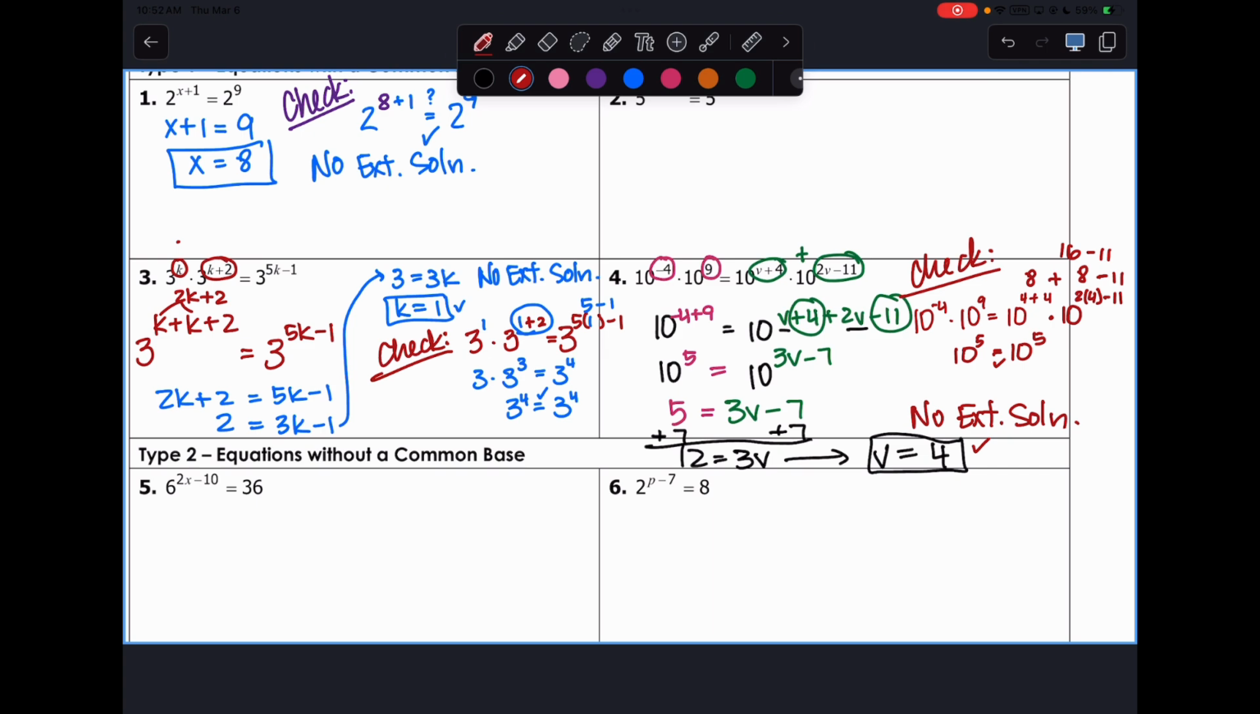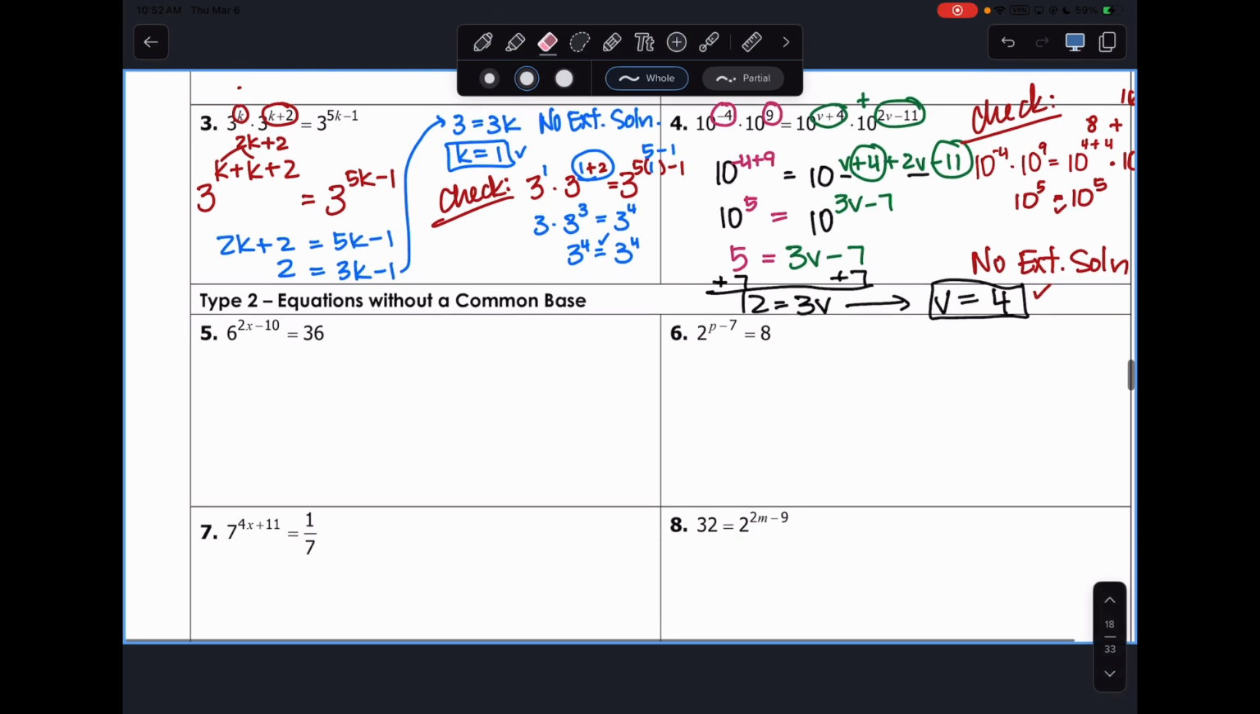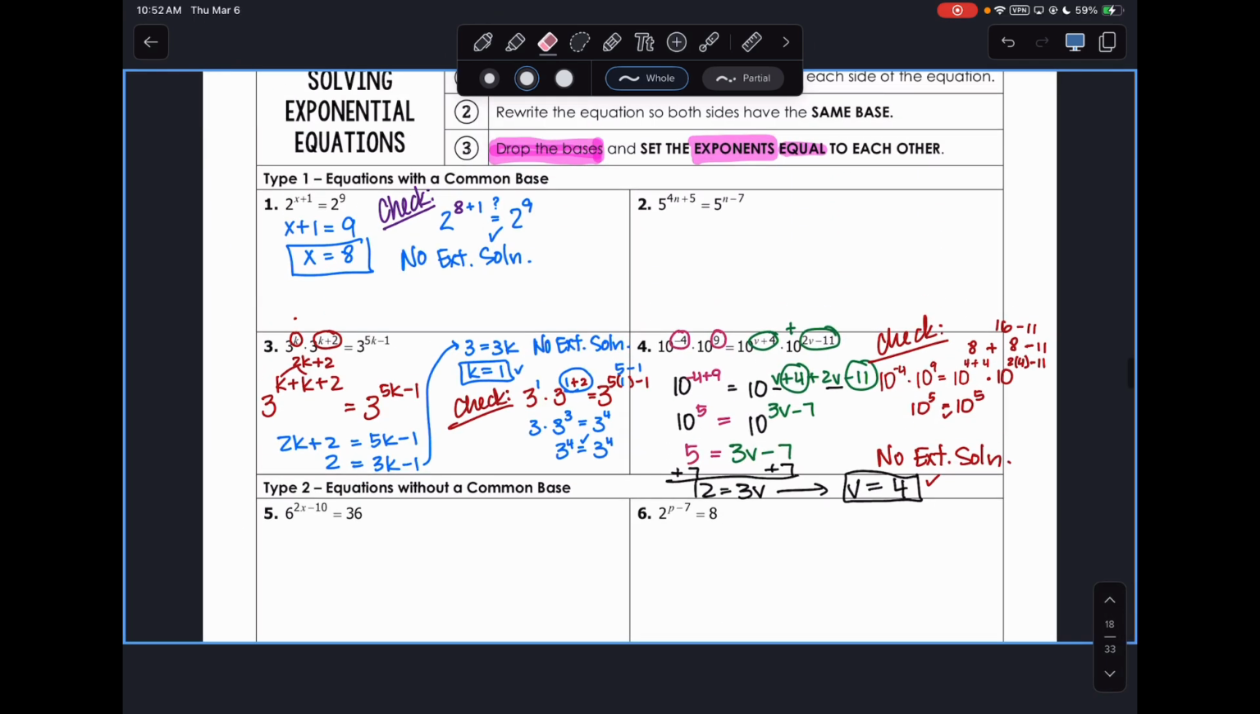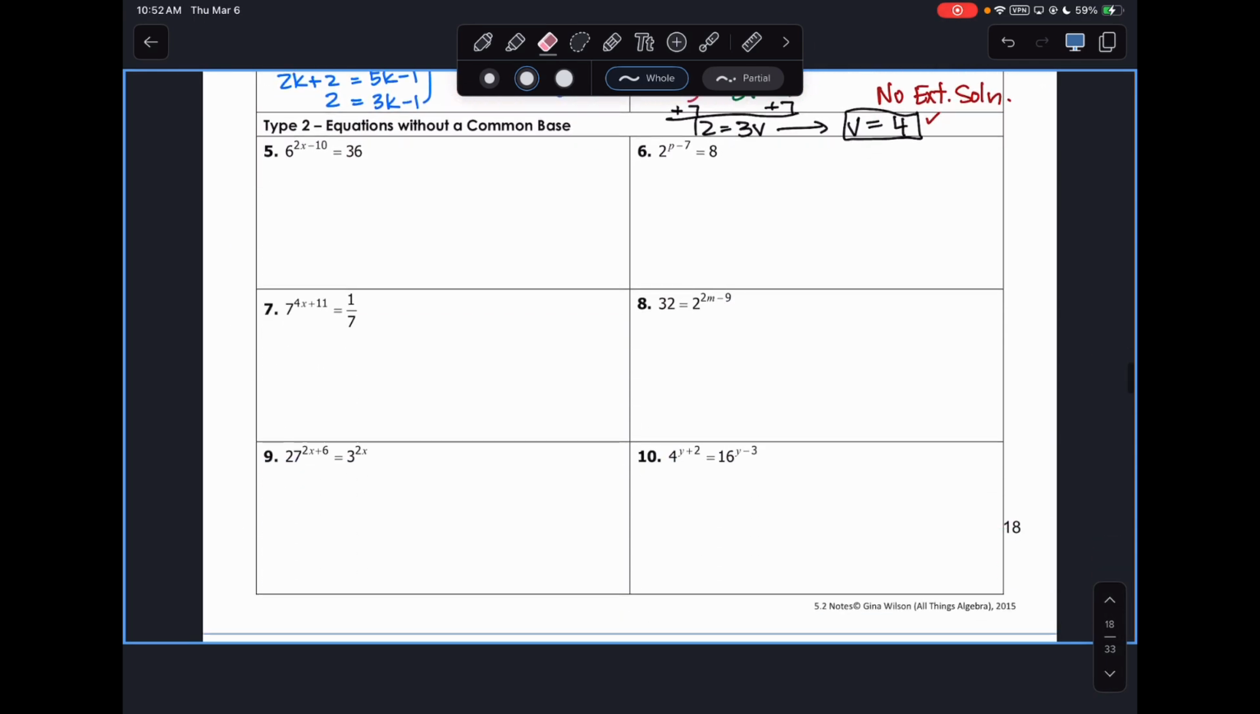Did I go too fast? Okay. All right, so that's the easy one. This is a little harder. You have to kind of think it through. You really have to remember all of your multiples as much as possible, okay? I need a base of 6 to match on this side. Is there a way that I can rewrite 36 as a base of 6 with an exponent? 6 squared. So I'm changing this one to 6 squared.